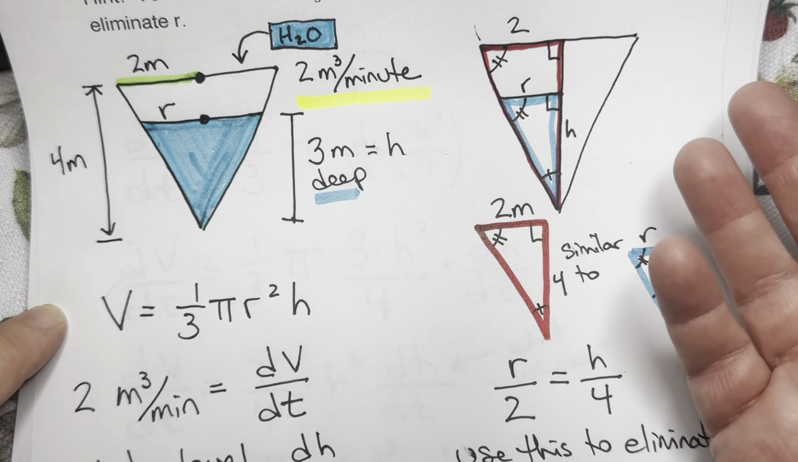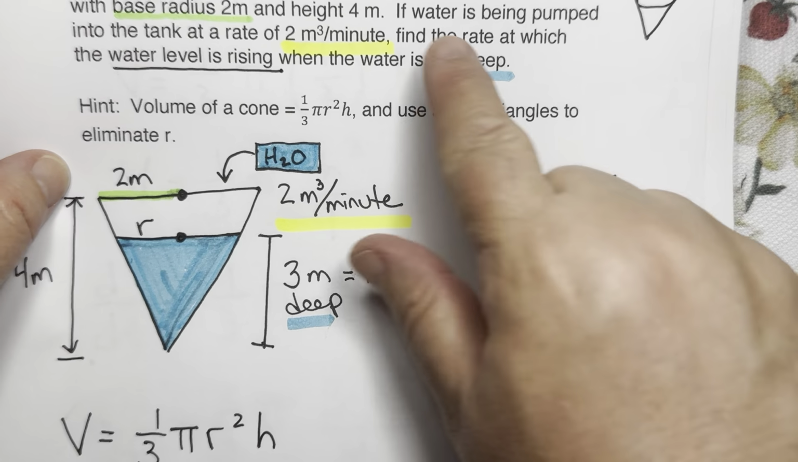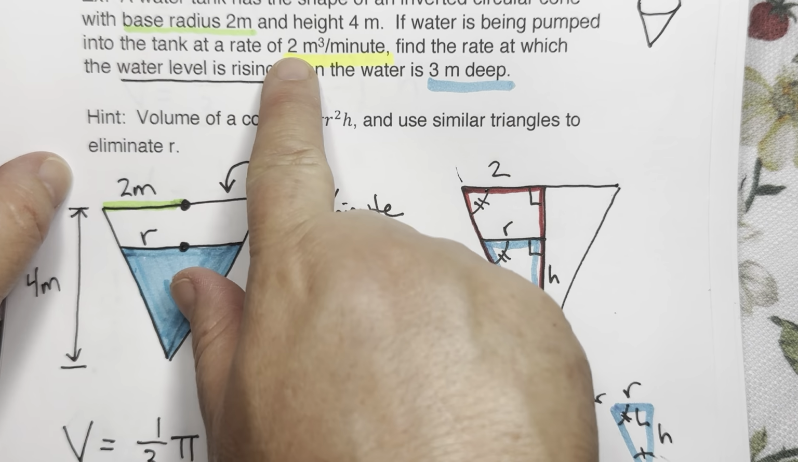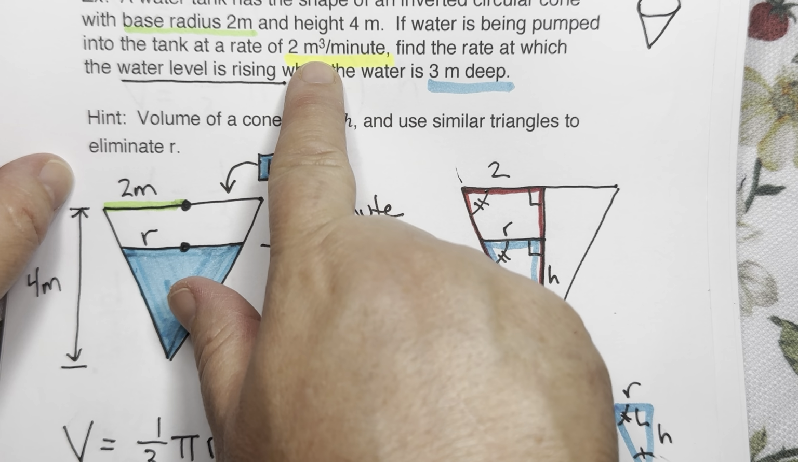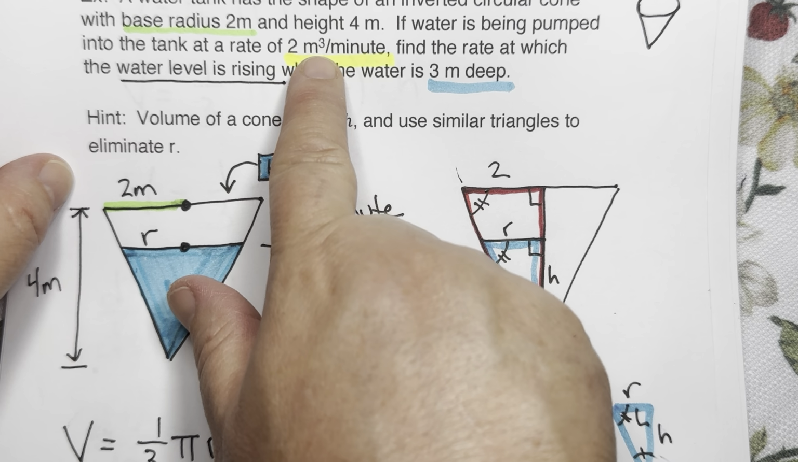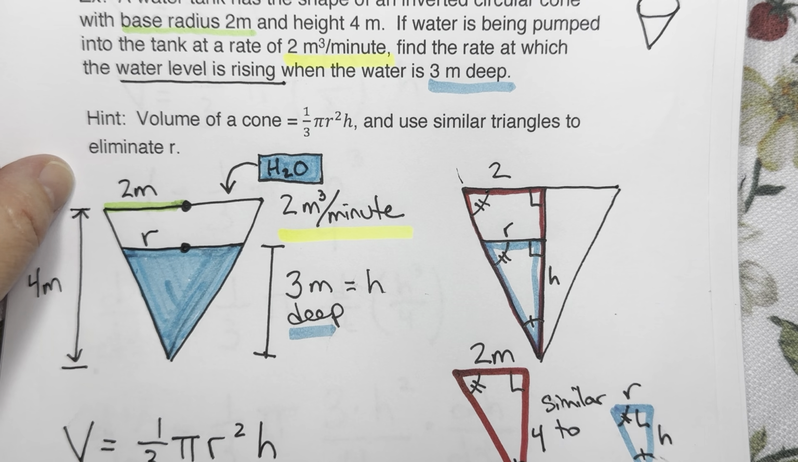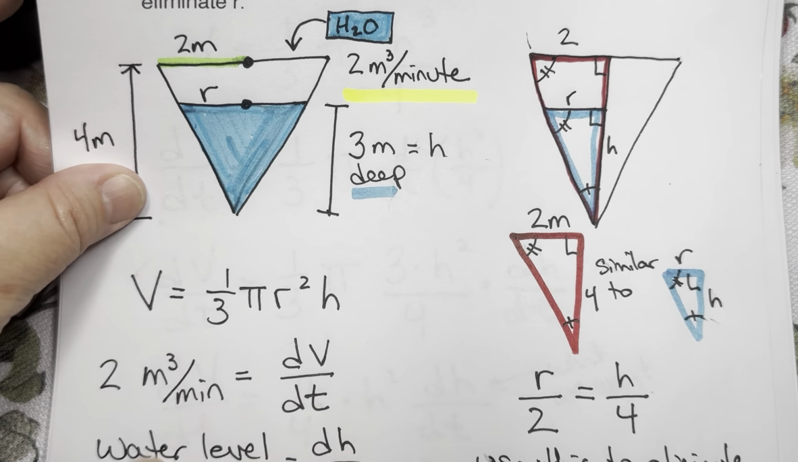Why do we know to look at the volume? Well, in this case, the water is being pumped into the tank at a rate of 2 cubic meters per minute. Cubic meters, that's a volume. That's in 3D. So that's a volume per time. So it's dV dt. So we get this equation.